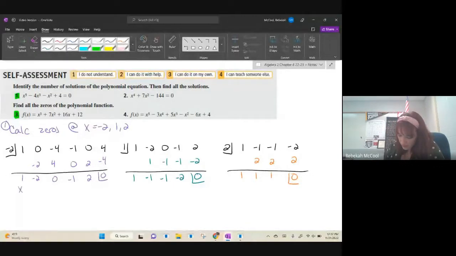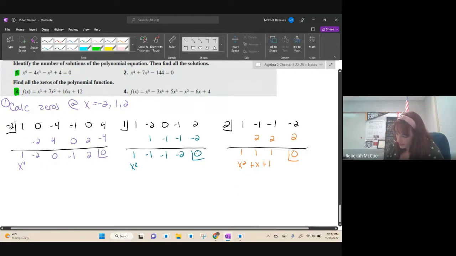So in purple, we have an x to the 4th. In the blue, we have an x cubed. And what we're left with in orange is going to be x squared. So I'm essentially now solving a quadratic: x squared plus x plus 1 equals 0. We're going to use the quadratic formula.